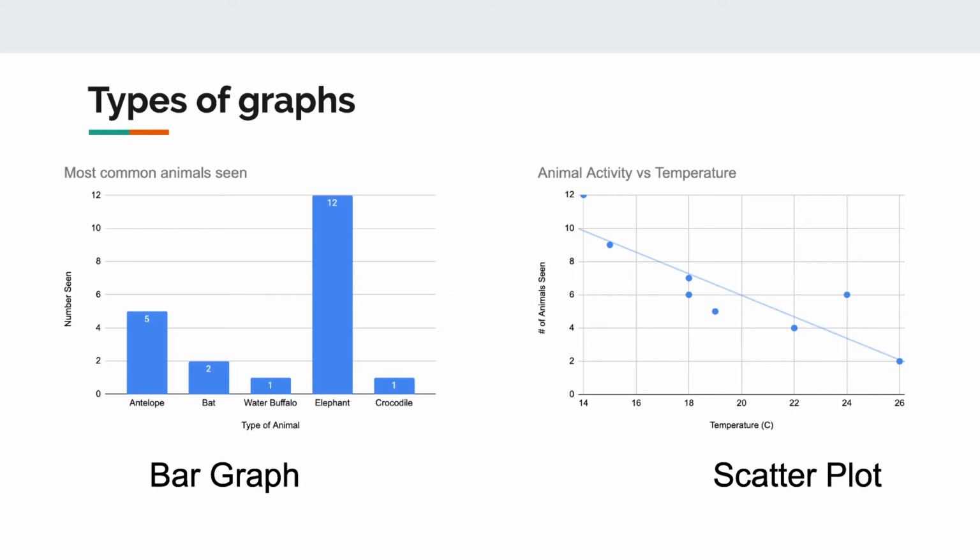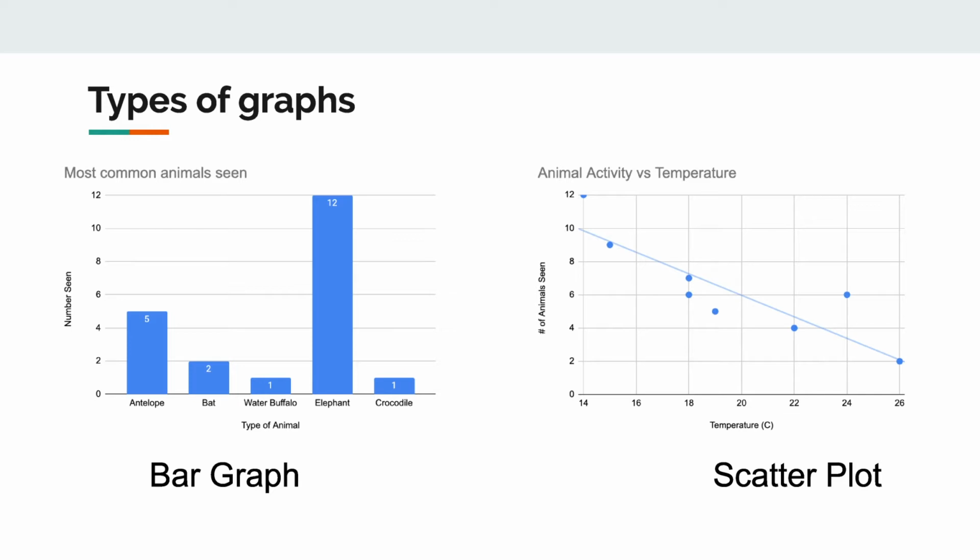Each dot on my graph is one trial where I counted the number of animals I saw in 5 minutes and then looked up the temperature for the location that I was doing the experiment in. All of my results were from the webcams in Africa. As you can see with my scatter plot, I saw more animals when it was colder than when it was warmer.